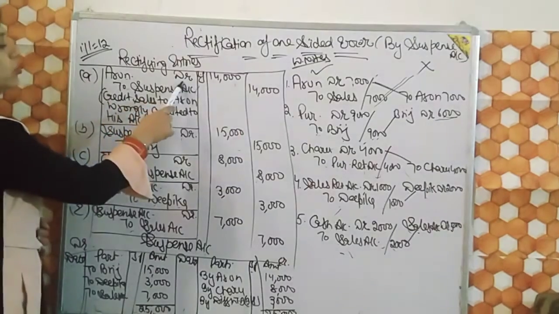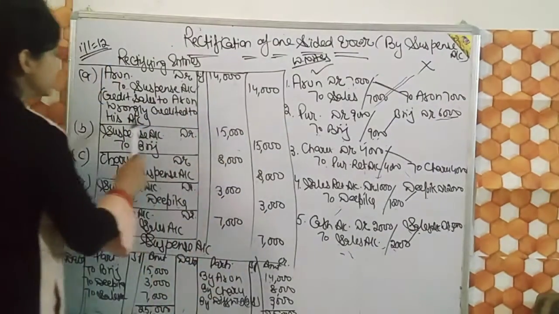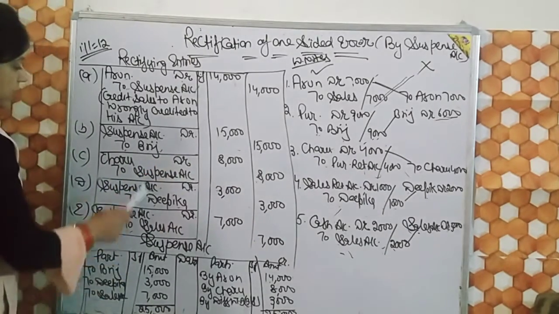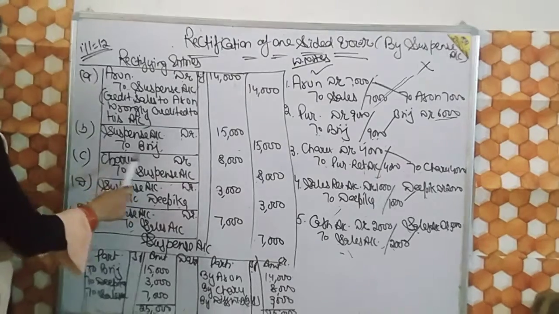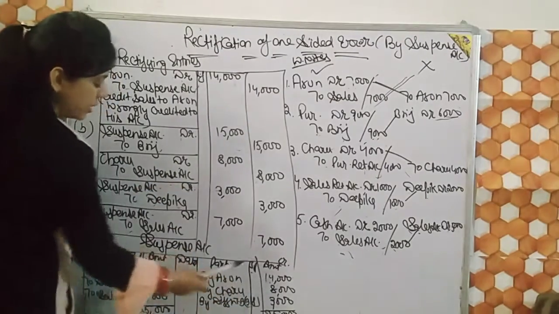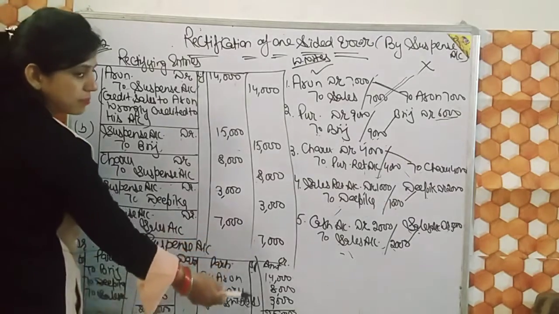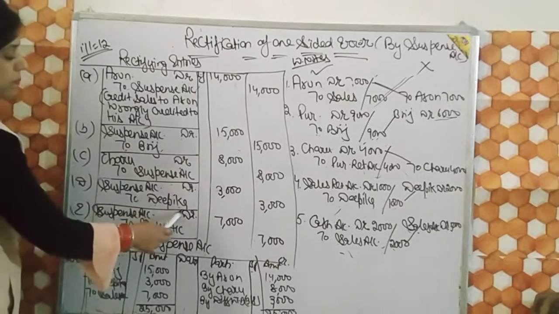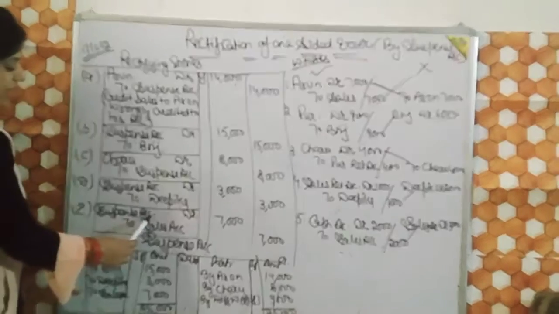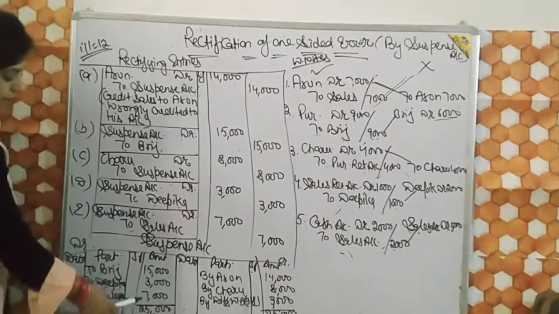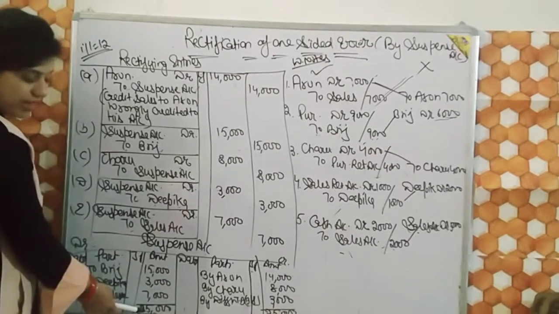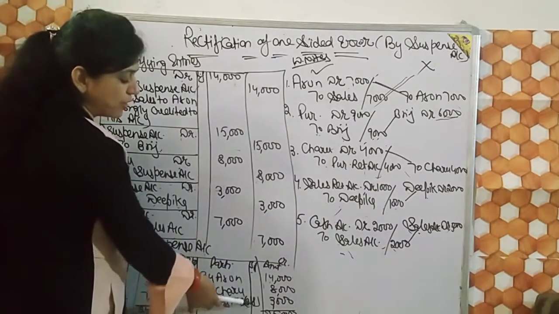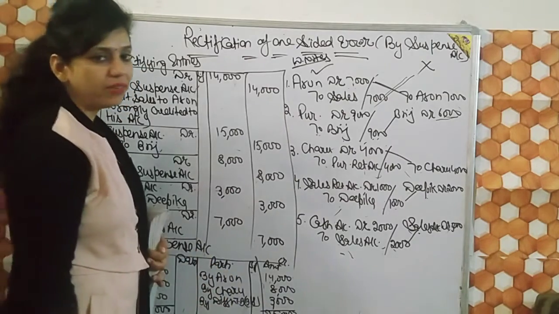We will write by Arun 14,000. Next, suspense to Bridge. So we will write to Bridge 15,000. Next, Charu to suspense. That means by Charu with 8,000. Debit side is 'to' side and credit side is 'by' side. Next, suspense to Deepika. So we will write to Deepika 3,000. And at last, suspense to sales. That means to sales 7,000. So the total of the debit side is 25,000. But the total of the credit side is 22,000. So 3,000 will be the difference in trial balance.